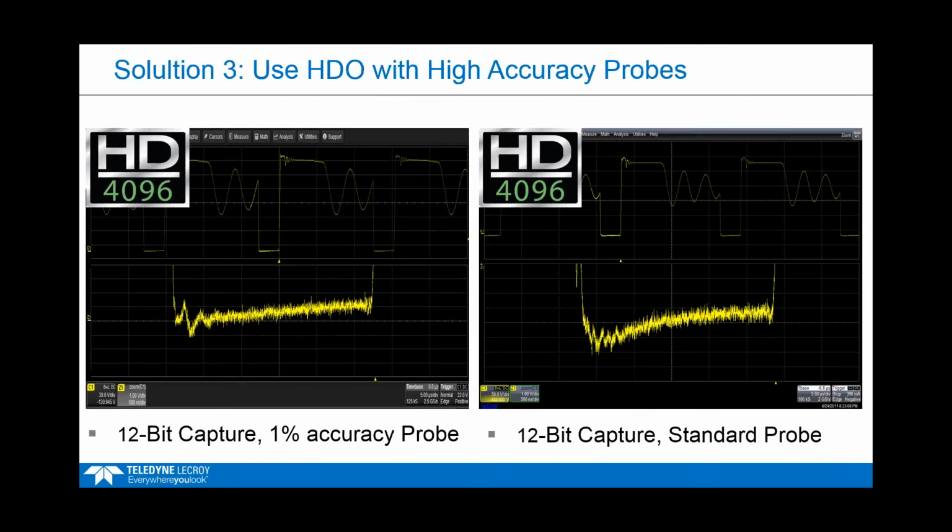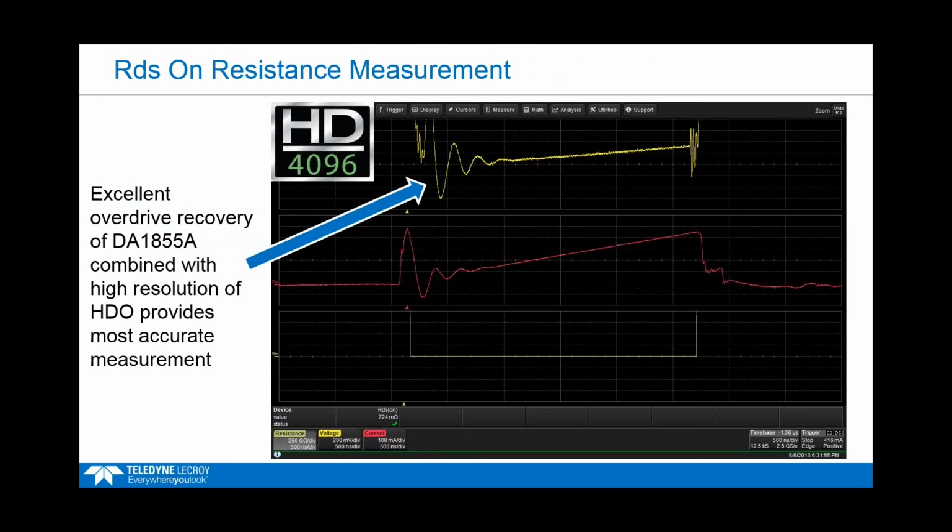So if you look at, for example, one of these pictures here. That DA1855, the differential amplifier, is going to allow you to overdrive the signal, but it's going to take some time even for that amplifier to recover from saturation, and the spec was less than 100 nanoseconds. In this case, you're looking at 500 nanoseconds per division, so it's one of these smaller divisions here.